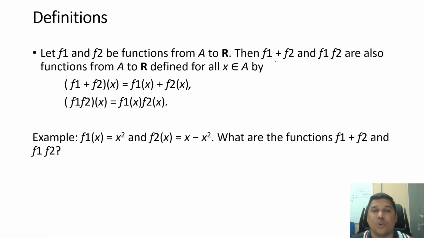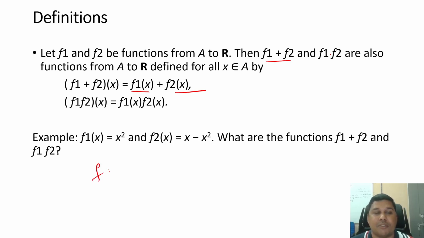So if there are two functions f1 and f2, then f1 plus f2 can be written as f1 of x plus f2 of x, just addition of two functions. f1 f2 multiplication can be written as f1 f2 of x, which is nothing but f1 of x into f2 of x. Take this example here: f1 of x is x square, f2 of x is x minus x square.